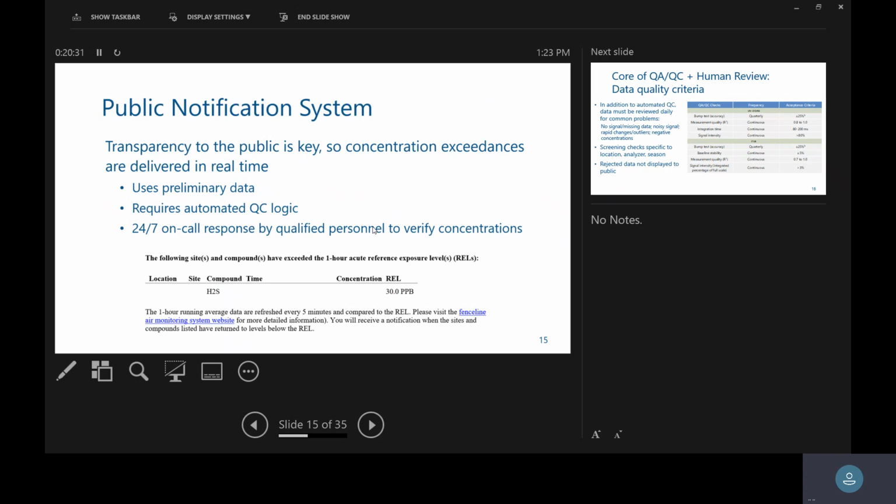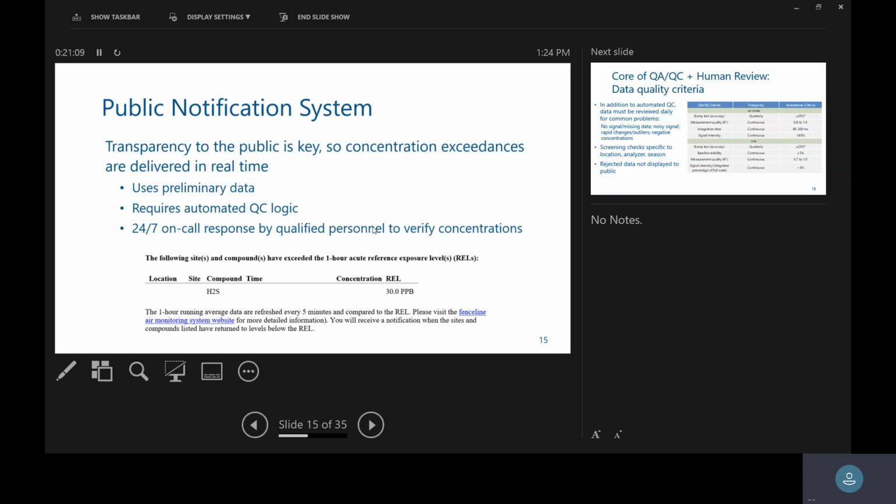Public notification system is a key part of these. The goal, of course, is public transparency, and the community wants to know if there are exceedances, and they want to know when it actually happens. Not, oh, by the way, you breathed in a bunch of bad stuff yesterday afternoon. And so that uses preliminary data, because unless you chain 50 people to computers 24/7, all that data can't be reviewed first. And so much of that is automated QC logic.